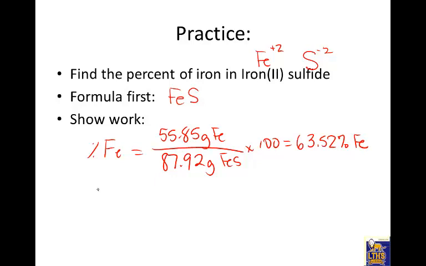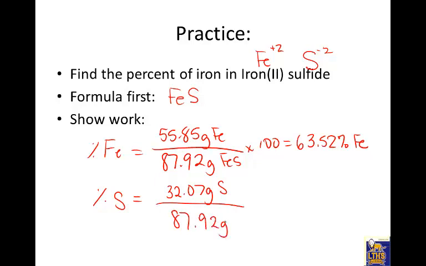We can figure out percent of sulfur by subtracting from 100, or we could take 32.07 grams of sulfur for every 87.92 grams of iron(II) sulfide times 100. That gives us 36.48% of sulfur in iron(II) sulfide. Okay, so there's the percent composition by mass of each element.